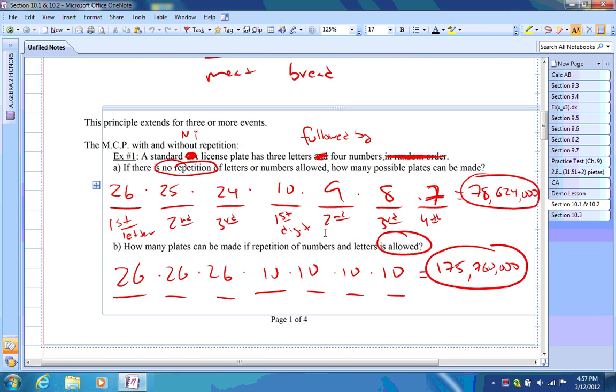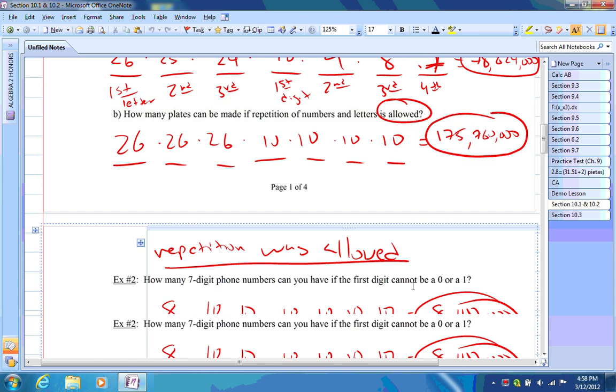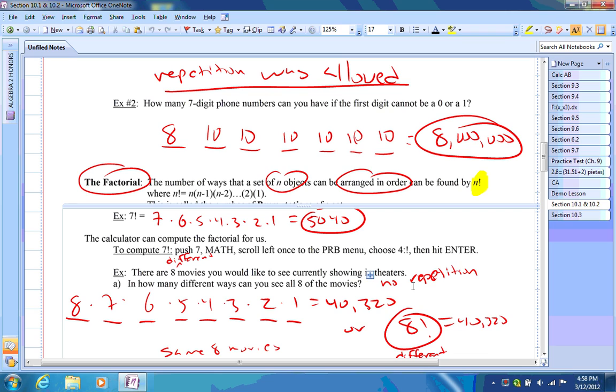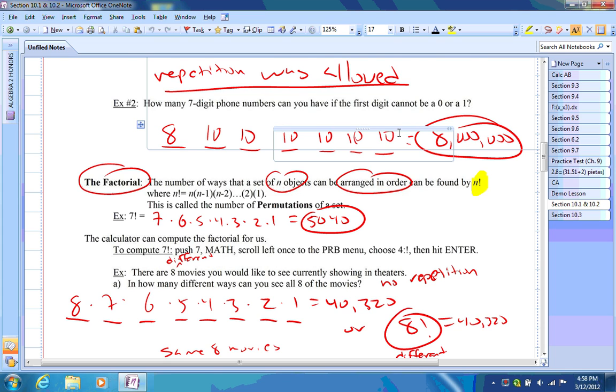We also extended this to the license plates problem, where the first 3 are letters, the last 4 are numbers. If repetition wasn't allowed, we do 26, 25, 24, then 10, 9, 8, 7. But if repetition was allowed, they did 26, 26, 26, 10, 10, 10, 10. We did a telephone problem. If 0 and 1 cannot be the first digit, obviously you had 8 options for the first digit, and 10 for the remaining digits.